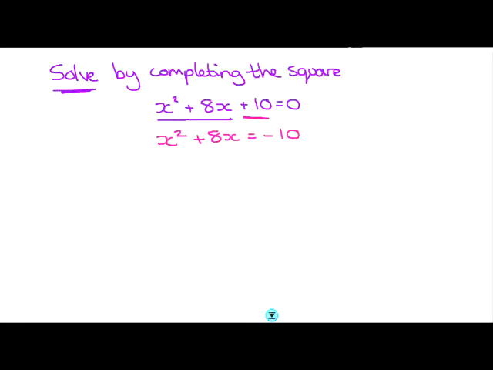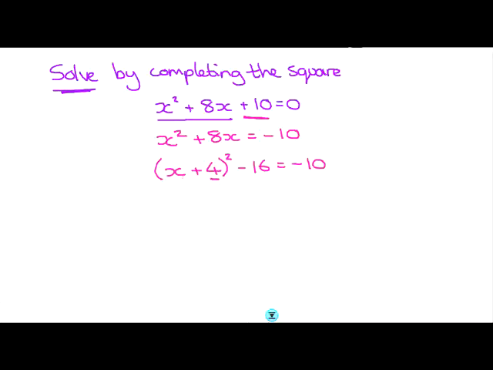Now let's complete the square. So we're going to half the coefficient of x, which is 4. Now we're going to subtract this value squared, and that's going to give me minus 10 there. So now it's a matter of solving this equation.